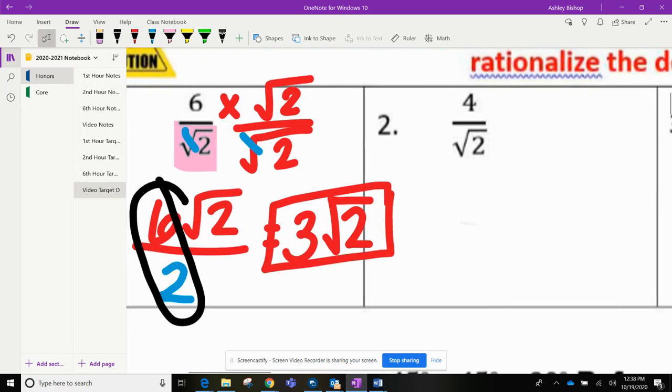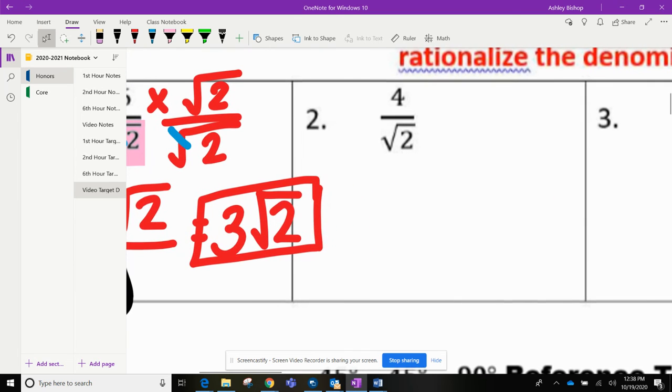Okay? The same thing is true for number 2. I'm going to follow the same exact steps. I notice that I have a radical in the denominator, and I don't want that. So I'm going to do the same thing every time. I'm going to multiply both sides of my fraction by the radical that is in the denominator. And then I clean it up.